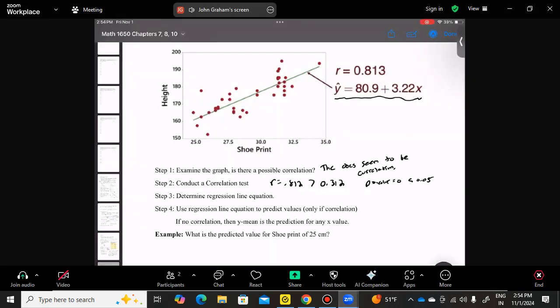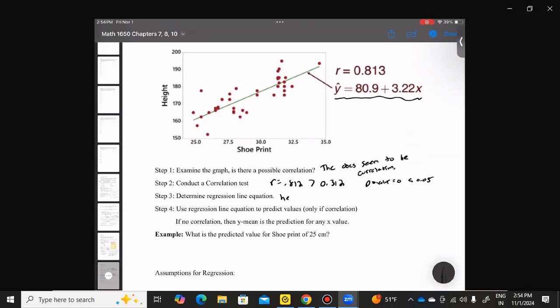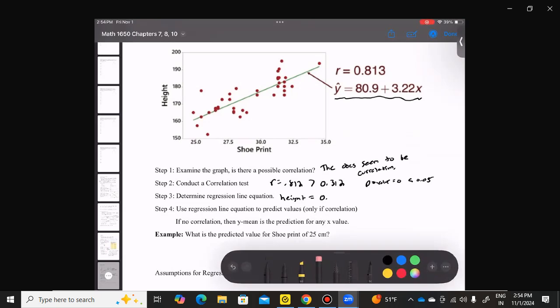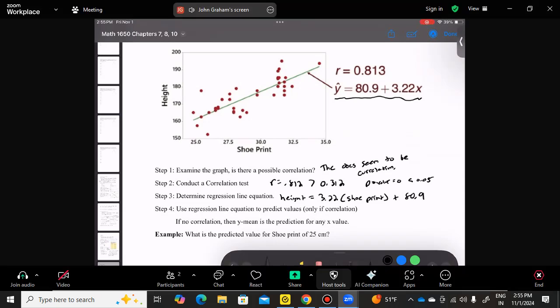Okay, and then we can use this in terms of height and shoe print. We can say the height equals 3.22 times the shoe print plus 80.9. And so we can use this to actually predict a value if we measure somebody's shoe print to see what the height would be.